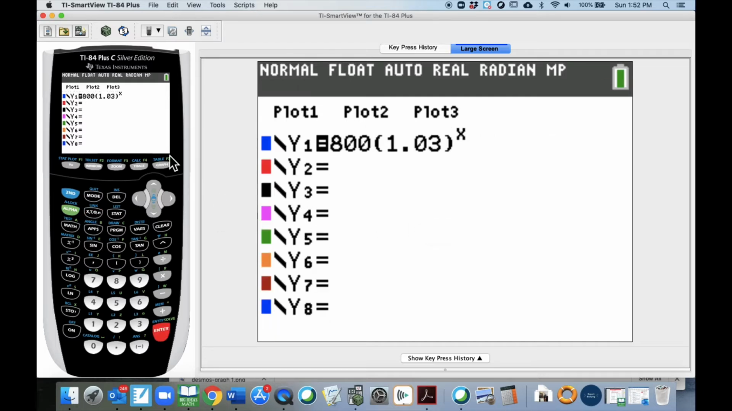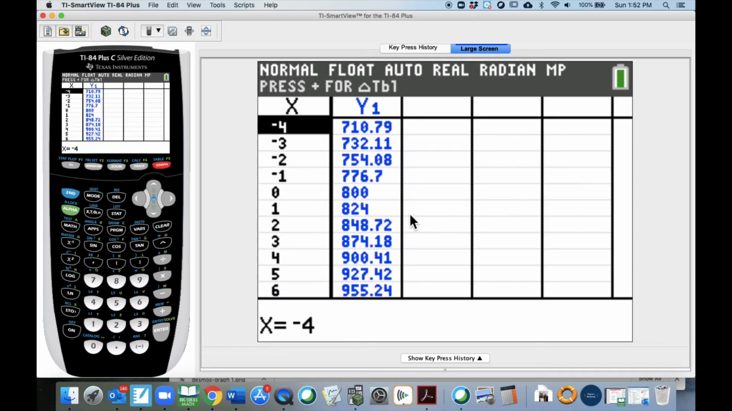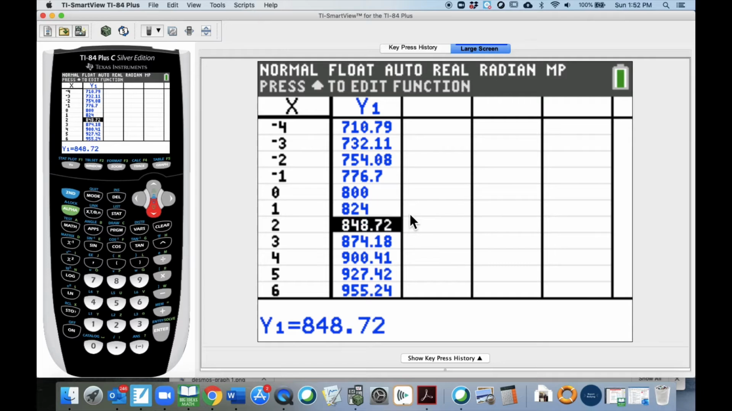Now I'm going to go to my table button, which is over here. I'm going to go to second table, and I can scroll down to wherever I need to go to. So we start with $800. We get to $824. We already knew that. Then we get to $848.72, $874.18, and so forth.